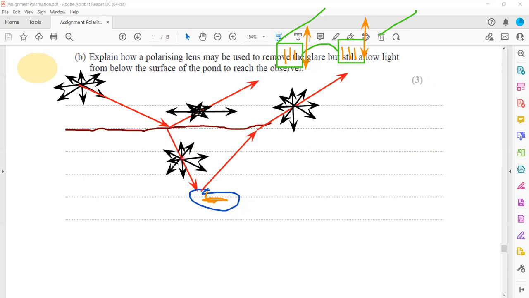But the light from below the surface is almost unpolarized, and this light is able to pass through, or one component of the light is passed through. The rest are all blocked. Only some of the light from below the surface is blocked or absorbed, and the remaining, which is parallel to the plane, will pass through. So we are able to see the object which is underwater. So this you have to write in your own words.